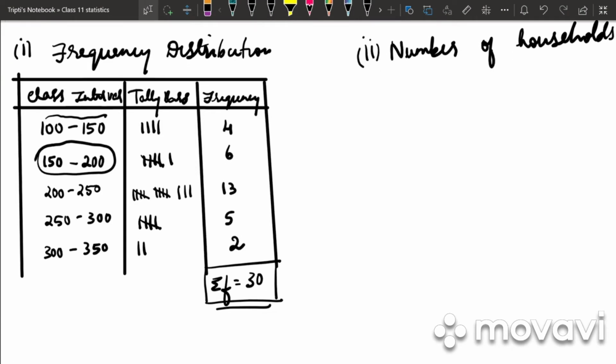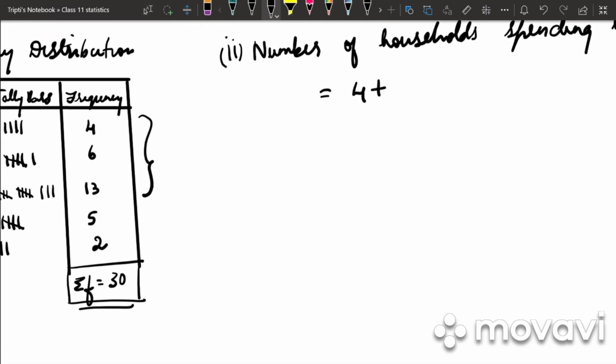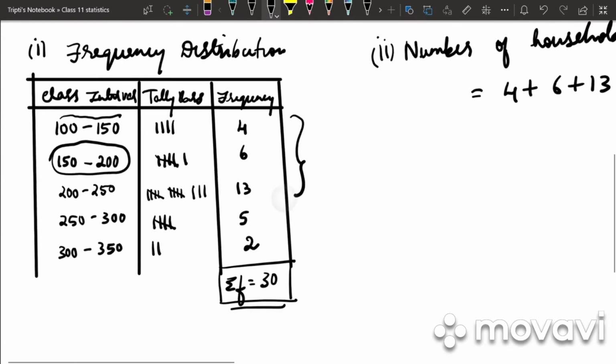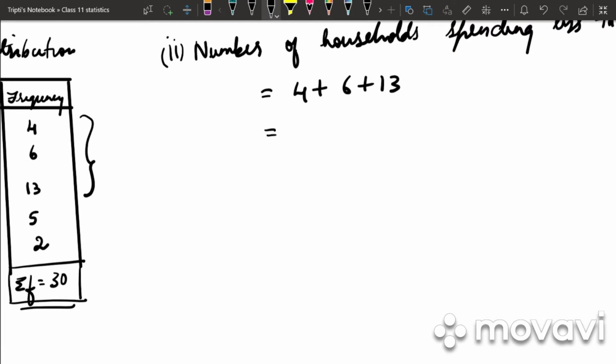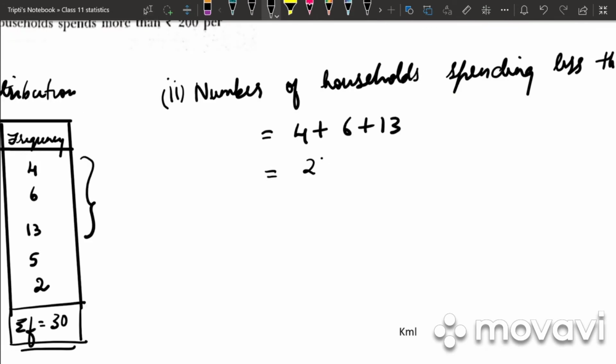So how many households do we have who spend less than 250? We have class interval 100 to 150, 150 to 200, 200 to 250. So it will be 4 plus 6 plus 13. In this case, we only need to see the class intervals and see how many households are spending less than 250 rupees. So our first class intervals will be 100 to 150, 150 to 200, 200 to 250. The remaining two class intervals, it states they are spending more than 250. So what is the total? 6 plus 4 is 10, 10 plus 13 is 23.